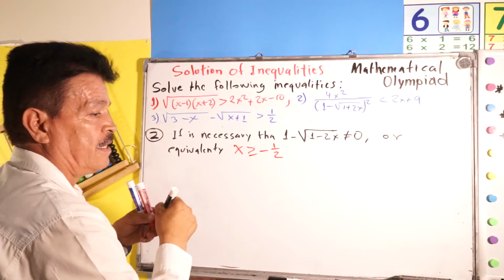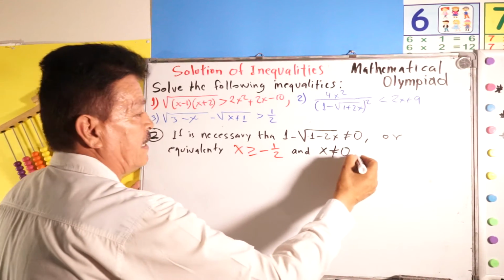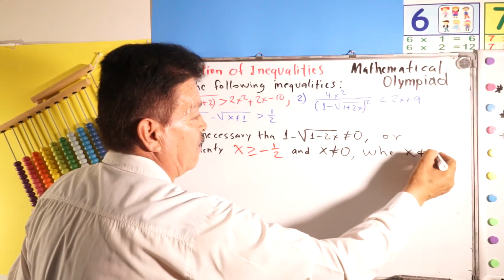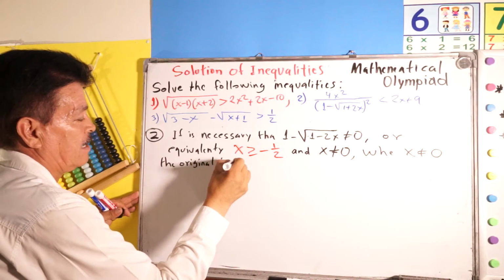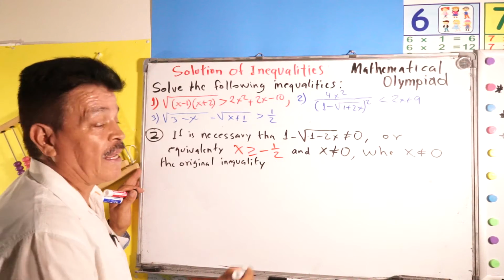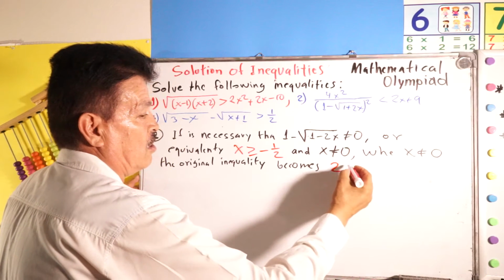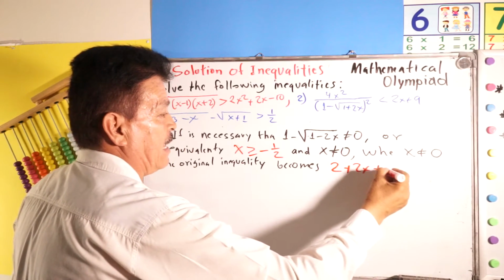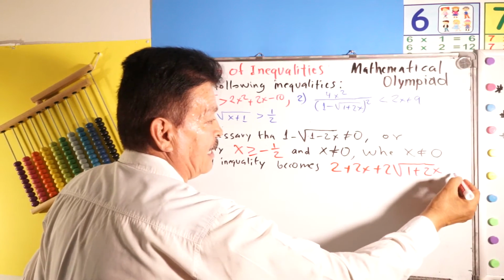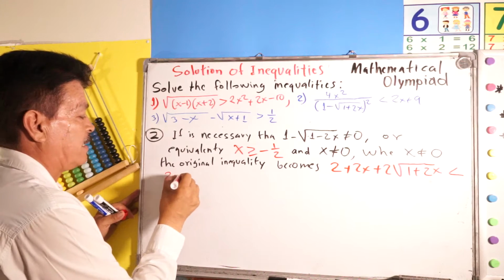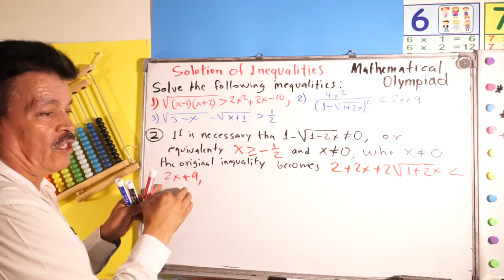And here x is different from 0. When x is different from 0, the original inequality becomes, very important, (2 plus 2x)... times (1 plus 2x) less than 2x plus 9. So we changed to this.